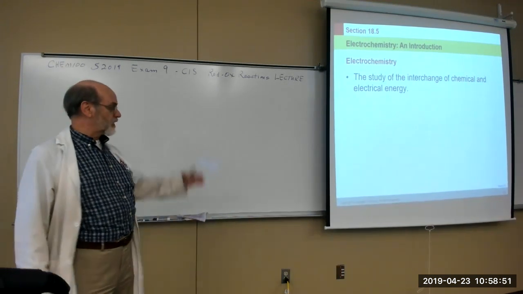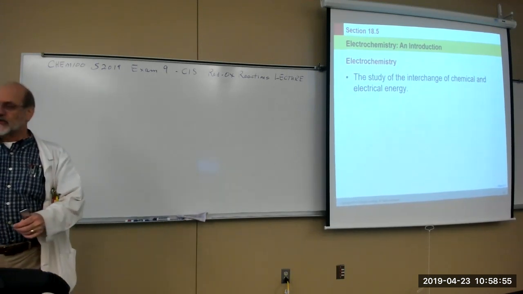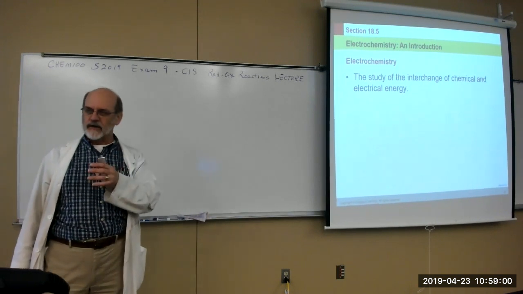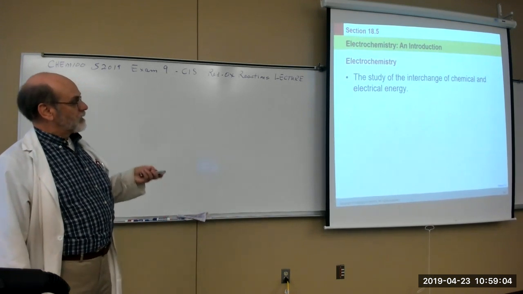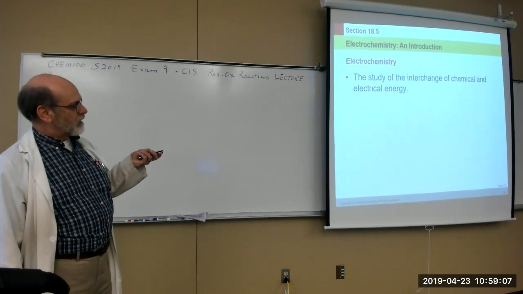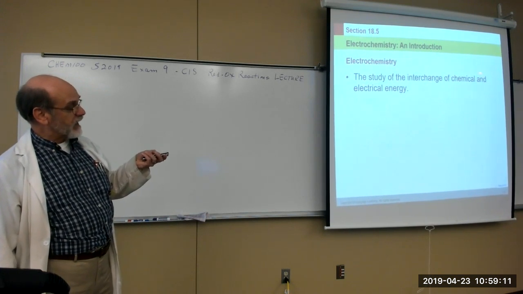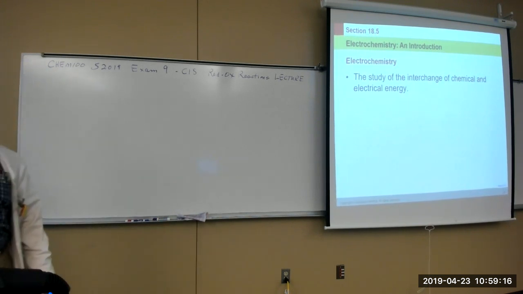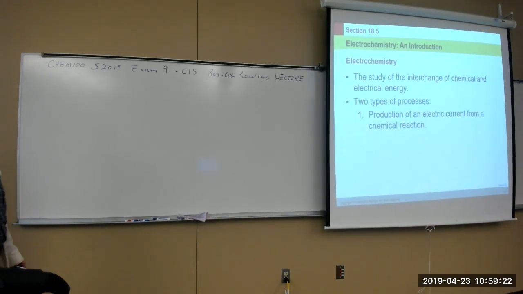Right? You could mix all these things together and the reactions will go, but you wouldn't have access to the energy because you can't get to the electrons. We need to find a way to get at the electrons so that we can harness that electrical energy that's taking place when the chemical reaction occurs. That's electrochemistry. It's an interchange of chemical and electrical energy. So how do we do that?